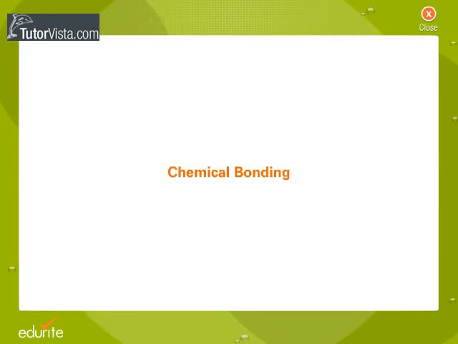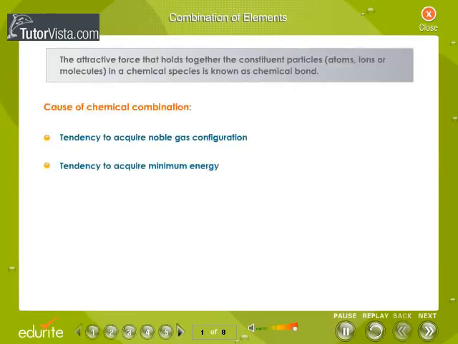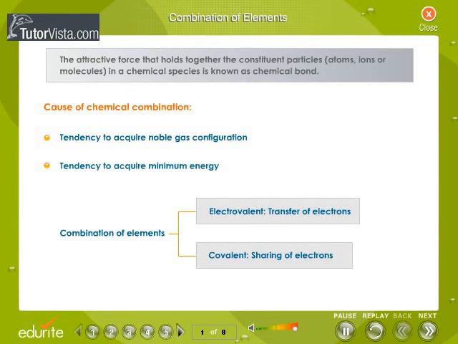Chemical bonding. Combination of elements. The attractive force that holds together the constituent particles, atoms, ions or molecules in a chemical species is known as the chemical bond.